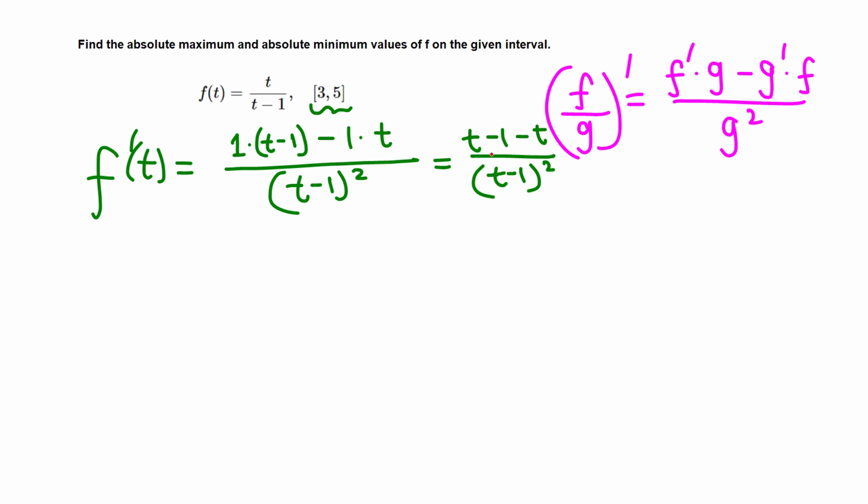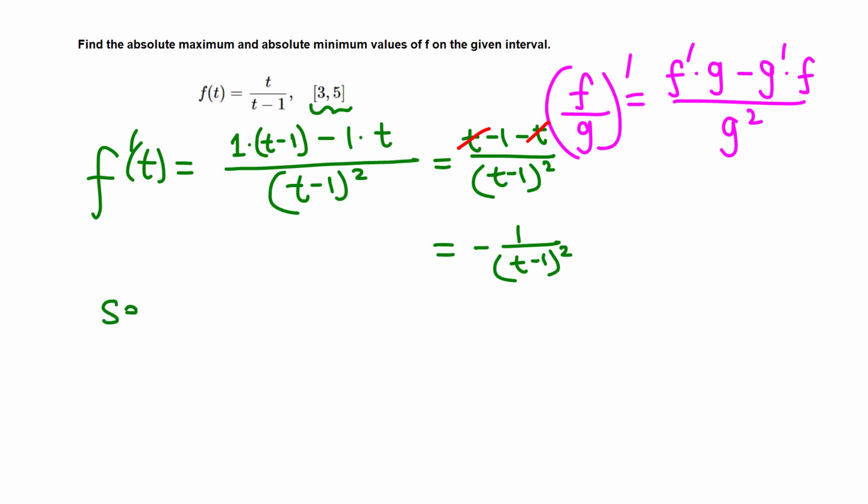On the top, t and minus t, that's just 0. We can cancel that. That leaves negative 1 over t minus 1 squared. So the negative can be pulled to the front, 1 over t minus 1 squared. This is a fraction and there is no t on the top. That means this is never going to be 0.